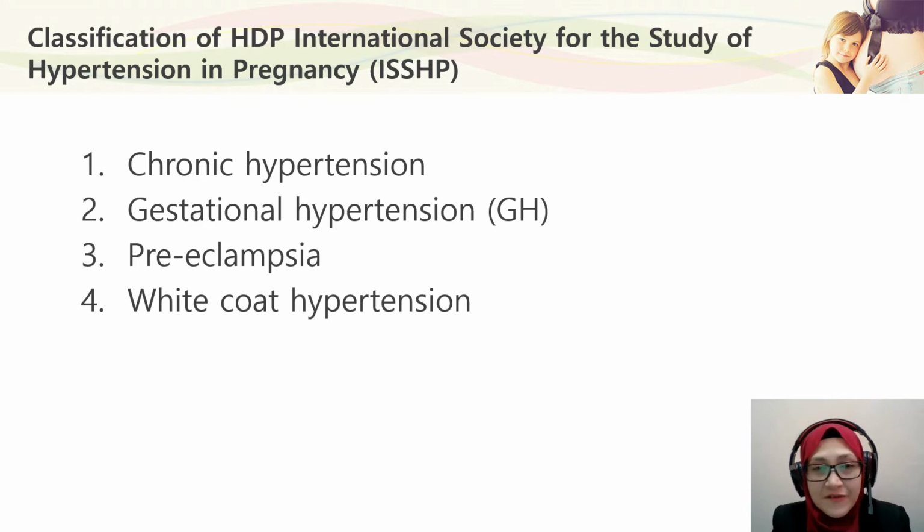This is the classification according to the International Society for the Study of Hypertension in Pregnancy. They classify it into 4: chronic hypertension, gestational hypertension, preeclampsia, and white coat hypertension.